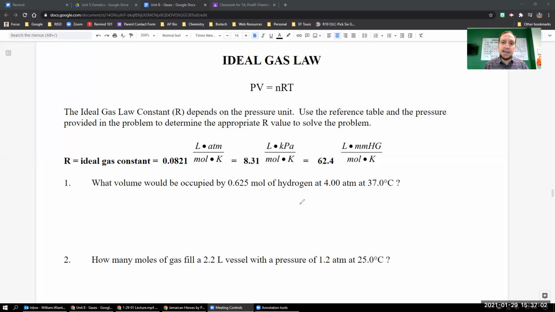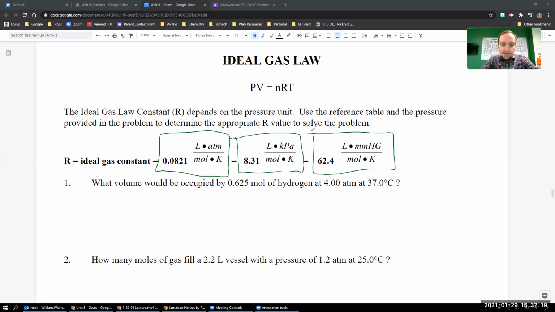R is the ideal gas constant. It is a number that people have determined experimentally, and there are three forms of them. So let me go ahead and show you what I'm talking about. There is one right here, one right here, one right here. Now, the only difference between these three, if you look at it really closely, is that they all have volume, pressure, moles, and temperature. The only difference, notice, is the pressure unit.